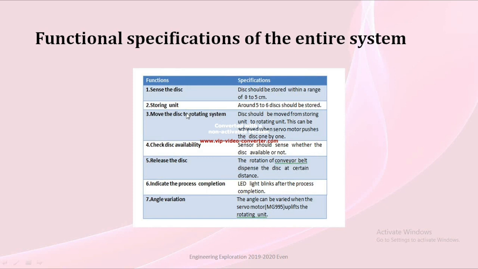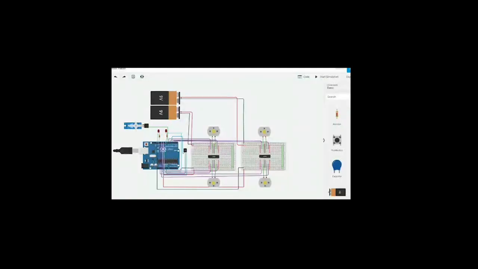This is the functional specifications of the entire system. The functions of our model are to sense the disk, store the disks, move the disk to the rotating system, check disk availability, release the disk, indicate the process completion and vary the angle. These are the specifications of these respective functions.